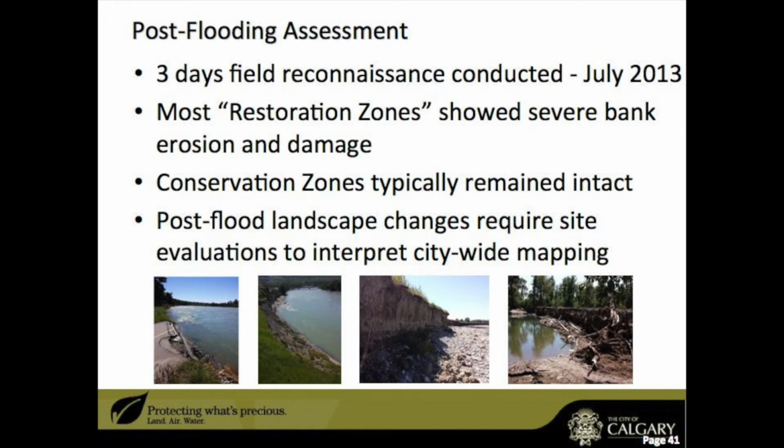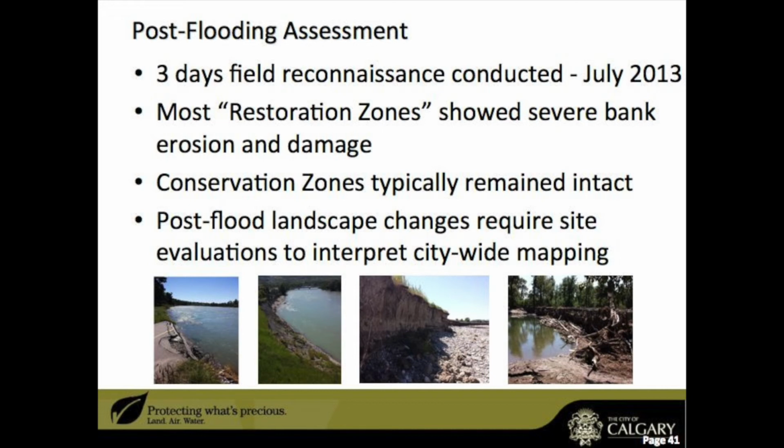They were resilient to these, so it's a very simple message. When there's healthy, intact, well-vegetated riparian areas, it's resilient to flooding. When those things are not present, it is not resilient to flooding. So Mayor Nenshi talked about resilience. That's, I think, the simplest message we can provide.